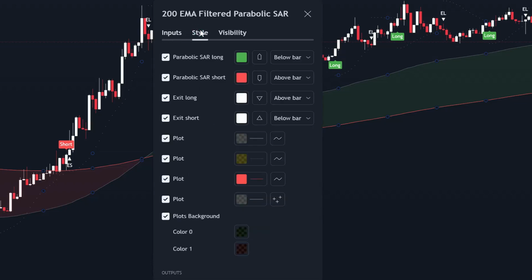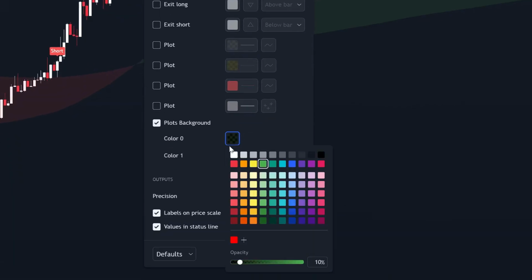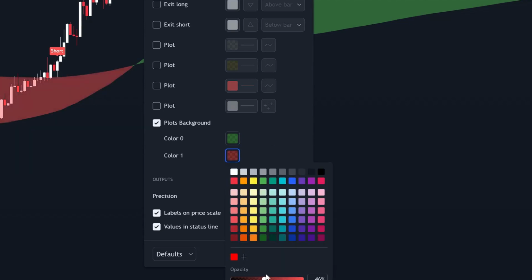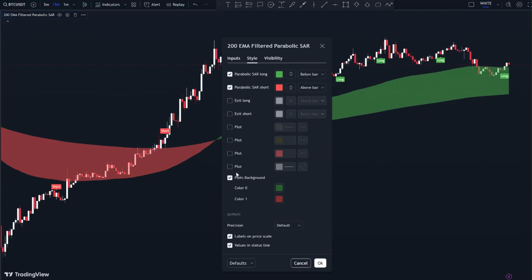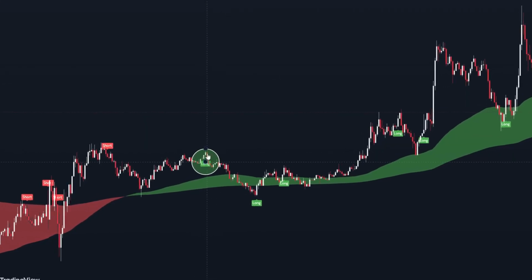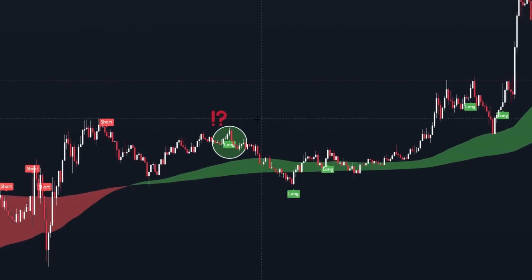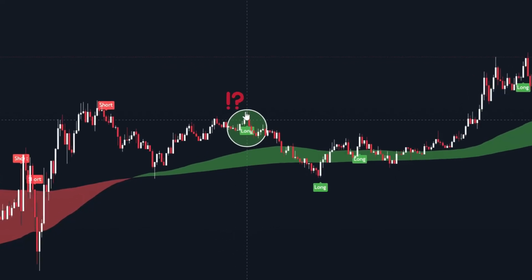Next, head to the style section and disable the exit options for short and long signals. We will also disable the next 4 plot options. To make the plot background more visible, increase its opacity. Now that we're done with the settings, you'll see that the signals are much better and the trend detection is more precise. However, we still sometimes get low potential signals and they should be filtered out somehow.